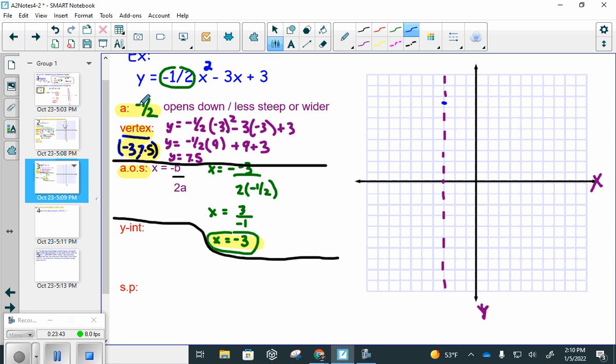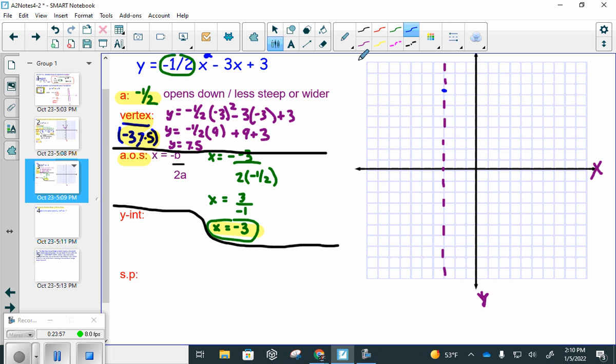Looking back at my A, it's negative, so I know it opens down. I also know that it's going to be less steep, but I don't know exactly what that means. So I need to figure out where the y-intercept is, so that way I have a better graph. For the y-intercept, do the same thing we did on the last one. You're going to substitute 0 in place of the x.